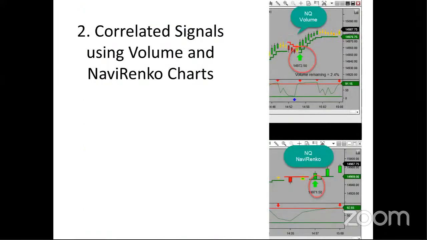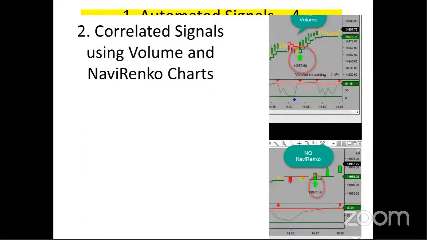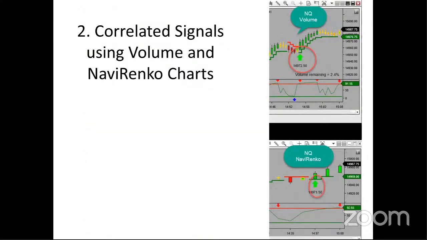All right, so setup number 2 here is correlated signals between the volume and Renko charts. This is just on the NASDAQ. So volume and Renko charts giving the same signal on the same instrument. Okay, the last screen, we had the E-mini and the NASDAQ doing that. Here we've got the NASDAQ. This could be the NASDAQ or the E-mini giving us a signal on volume and Renko.